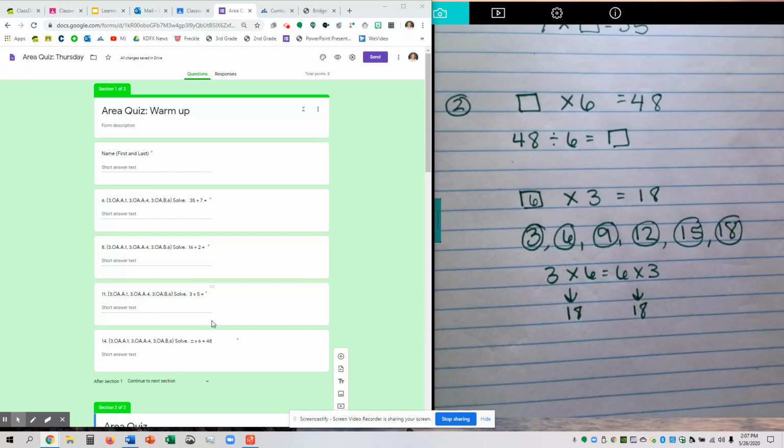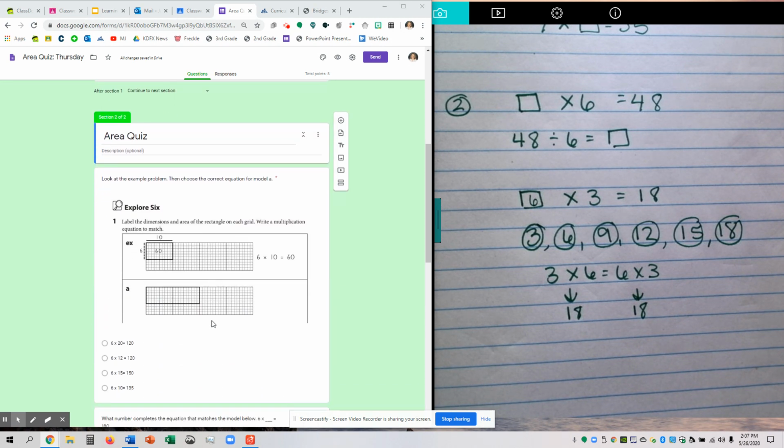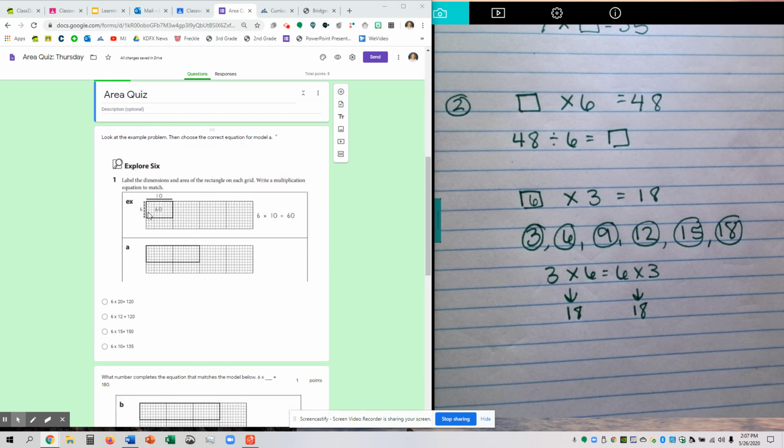All right. When you go to the second section of your quiz, we're going to be looking at multiplication models that deal with area. So in the first example, you'll see 6 is dark right here, and then 10, and they put 60 inside to show you there are 60 cubes in this model. The sentence is 6 times 10 equals 60, and you can see that right here. 6 times 10 is 60.